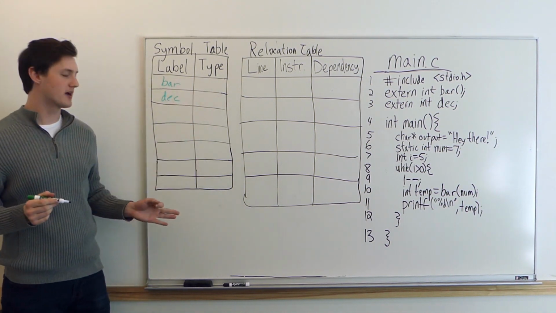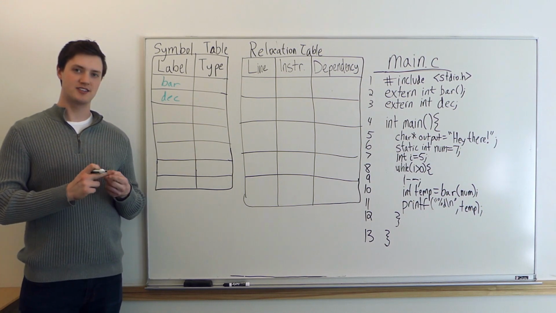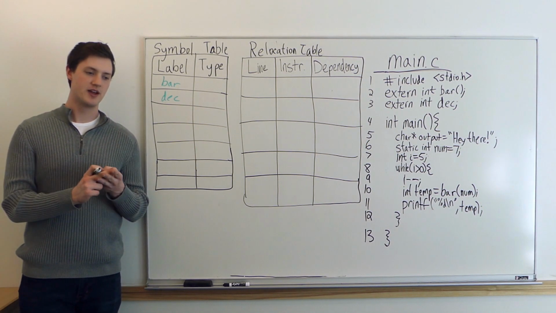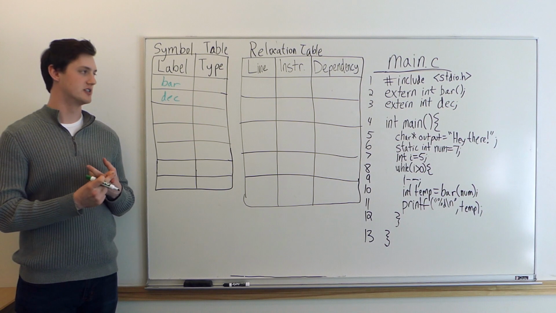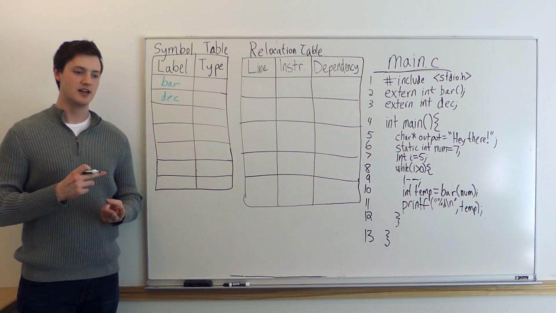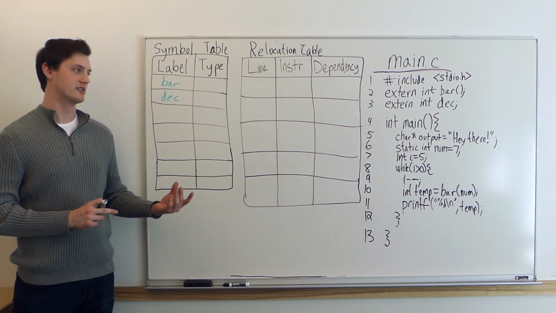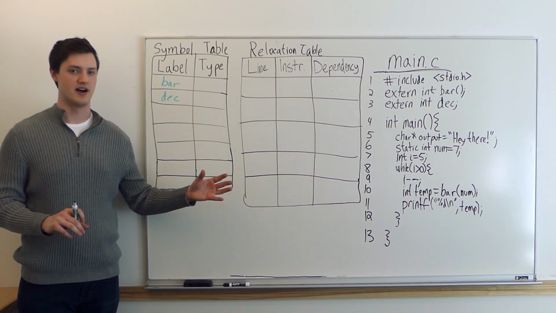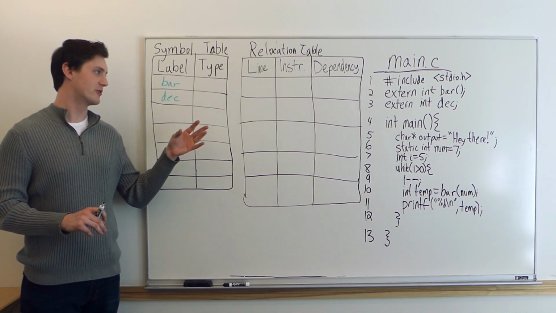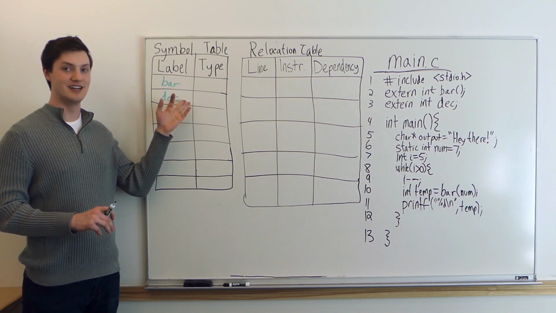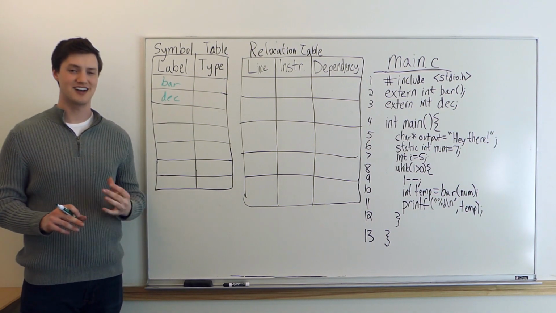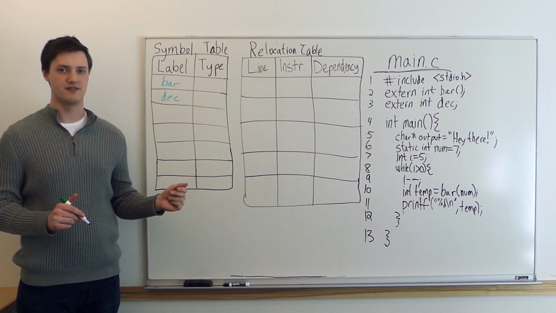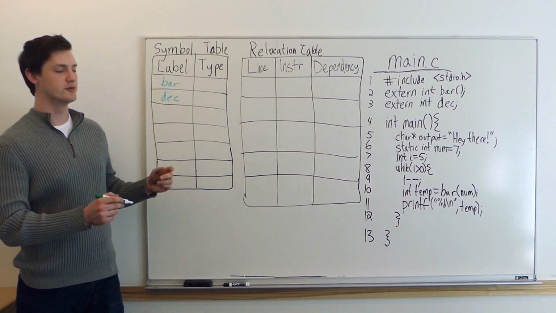And so now in our type column, we would either put text, data, or undefined. A text would be a function declared within the same file. Data would be data declared within the same file. And undefined is anything that's declared in another file. Even if we can pretty intuitively see that dec would be data somewhere else and bar would be text somewhere else, we would still just call that undefined. So for type, let's put U.